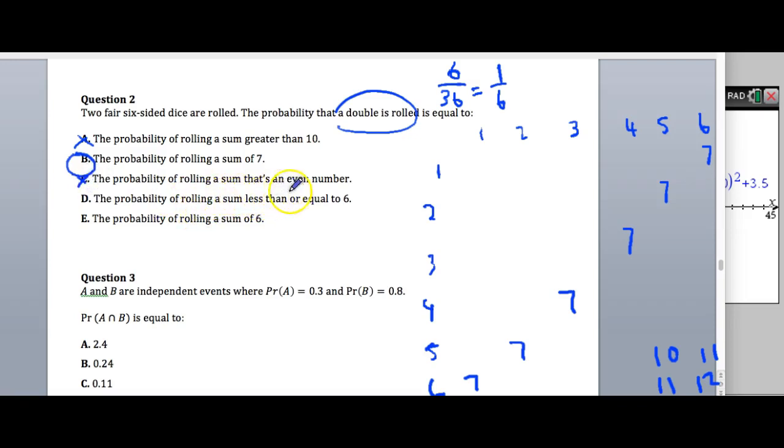The probability of rolling a sum less than or equal to 6. So let's just quickly do it. 2, 3, 4, 5, 6. And you can already see that I'm going to have more than 6 options here. Okay, so 1, 2, 3, 4, 5, 6, 7, 8, 9, 10, 11, 12, 13, 14, 15 possible ones there. The probability of rolling a sum of 6, so sum of 6, 1, 2, 3, 4, 5. Okay, so it has to be B, sum of 7.